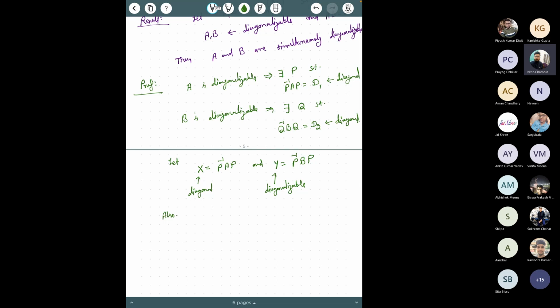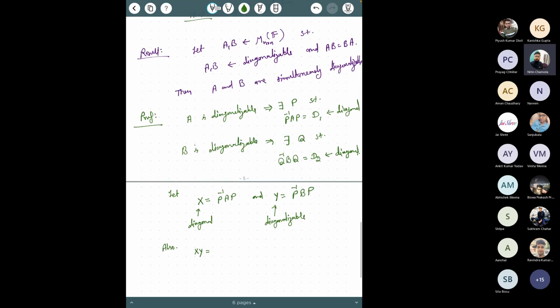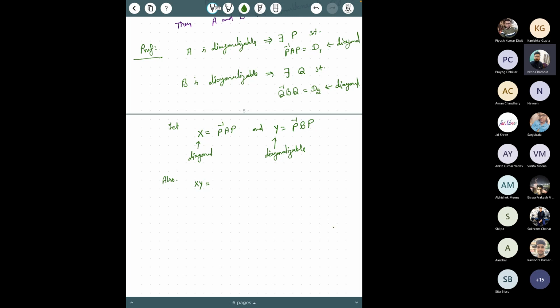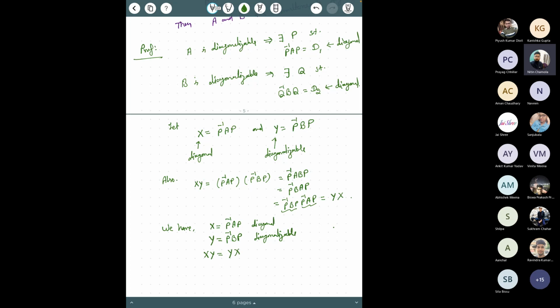And also we know AB is equal to BA, that means A and B commute. But what about X and Y? Let's see whether X and Y also commute. XY, where X is P inverse AP and Y is P inverse BP, would be P inverse ABP, but then AB commute, so it is P inverse BAP, which you can write as P inverse BP times P inverse AP. That means it is equal to YX. So from above, we have X, which is P inverse AP, diagonal; Y, which is P inverse BP, diagonalizable; and X and Y both commute. This is what we have.